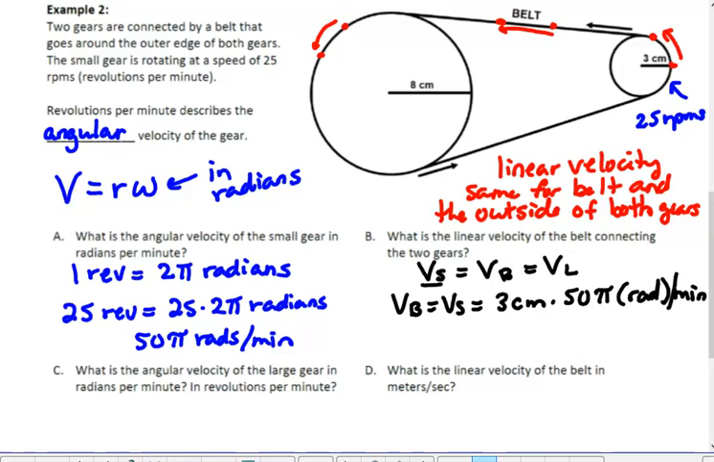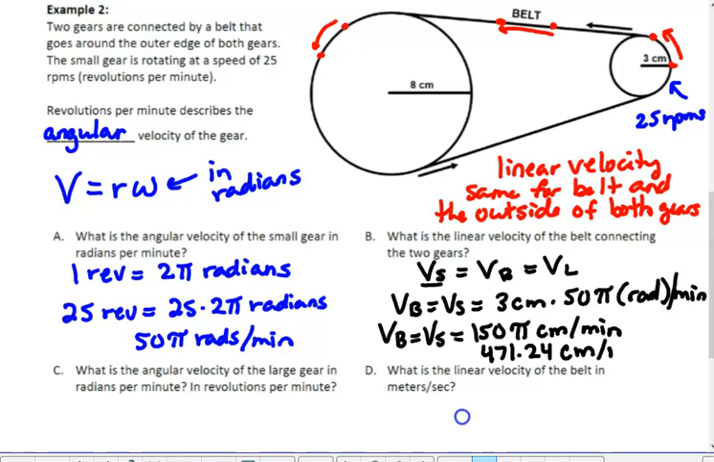So we can get its linear velocity in centimeters per minute for both the belt and the small gear. So the linear velocity of the belt, which is also the linear velocity of the small gear, is 150 pi centimeters per minute. And just to let you know about how much that is, that's about 471.24 centimeters per minute. But I'm going to stick with 150 pi for future problems because that's the exact value.